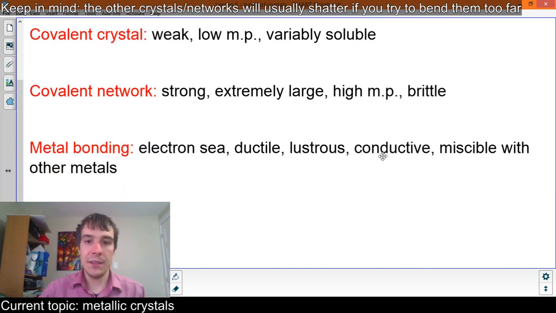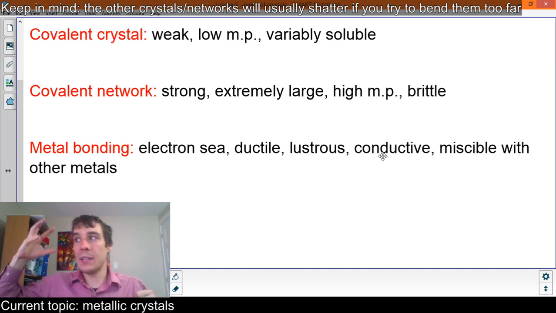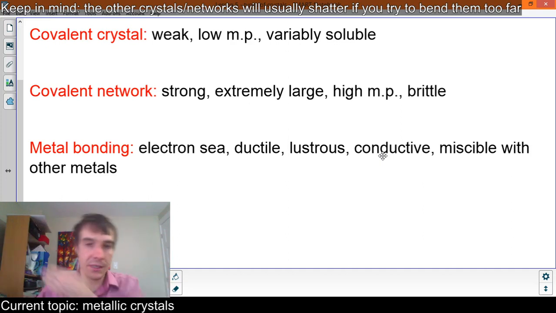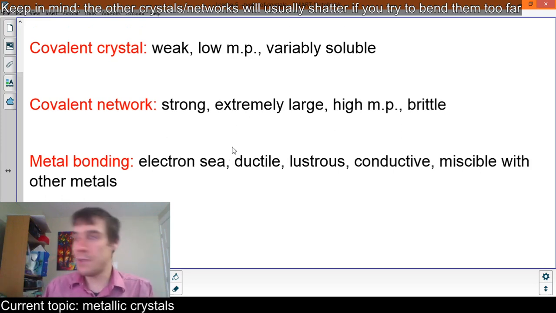So the lustrous metals are conductive because all of the electrons are just swarming. If you put electrons on one side, all the electrons will move off, and so you'll end up conducting electrons through your metal. And they're also completely miscible with other metals. If you melt them down and make an alloy, it's fine because they're not actually bonded to each other. They're just sharing all of their electrons in this beautiful commune that they've created.